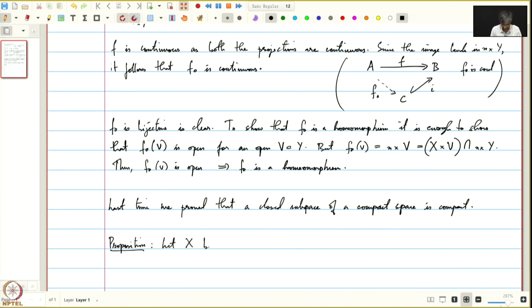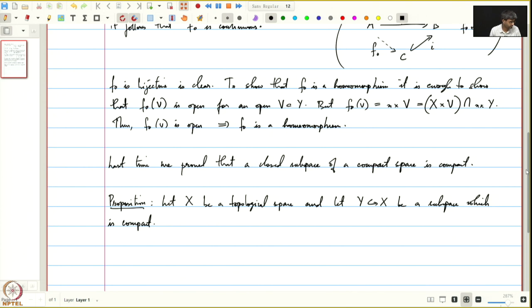Let X be a topological space and let Y contained in X be a subspace which is compact. Here Y is a subspace of X, and therefore it inherits the subspace topology, and this topological space is compact. That is our assumption. Then our claim is that Y is closed in X. Okay, so let us prove this.